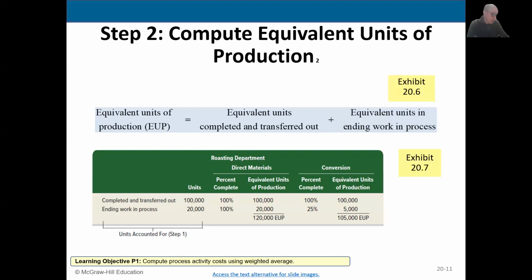This is where it gets tricky, on the conversion cost side. Remember, conversion costs represent the direct labor plus the applied factory overhead. The 100% conversion cost is completed and transferred out. When it's completed and transferred out, it means it's done. We've already applied the direct materials, the direct labor and the factory overhead. So that 100% would be 100,000 units.